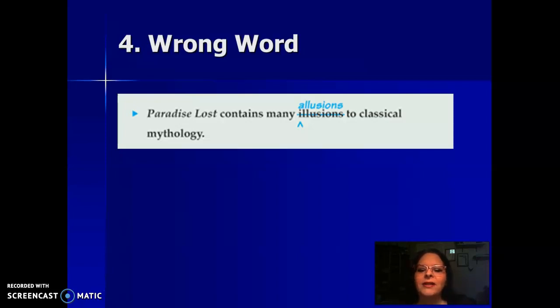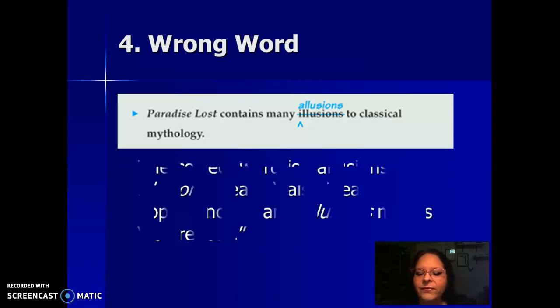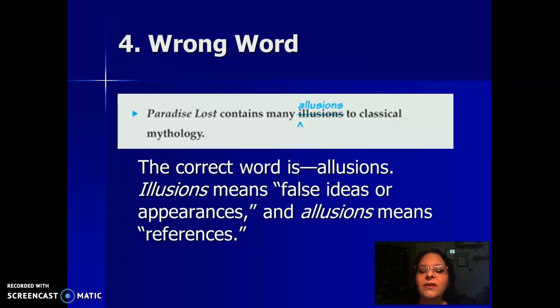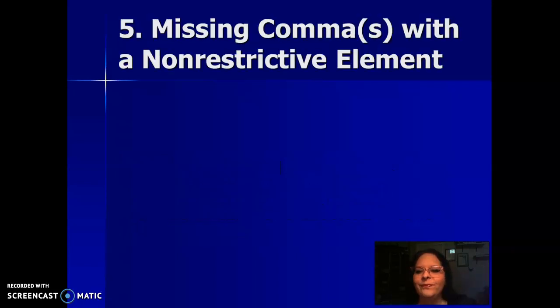So here we have Paradise Lost contains many allusions to classical mythology, but is it allusions or illusions? Well, illusions means false ideas or appearances. Paradise Lost contains many false ideas. That doesn't make sense. Allusions means references. Paradise Lost contains many references to classical mythology. So that's the correct word here.